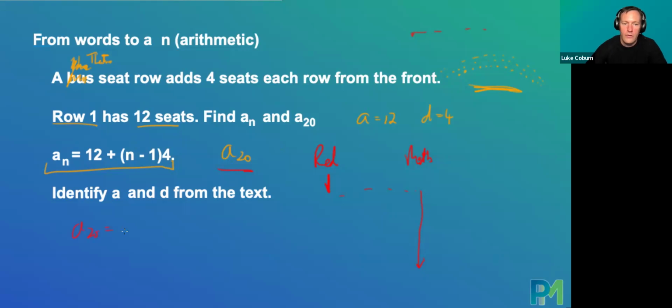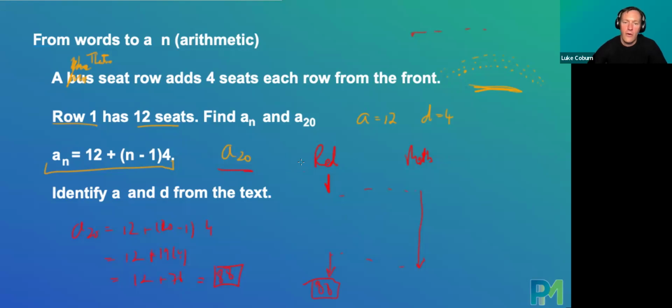So A20 is equal to 12 plus 20 minus 1 times 4. So we get 12 plus 19 times 4, so that's 12 plus 76, which is 88. So there's going to be 88 seats in the 20th row. And once we have that answer, we can pop back over into the real world and say, yes, we need 88 seats in the 20th row.